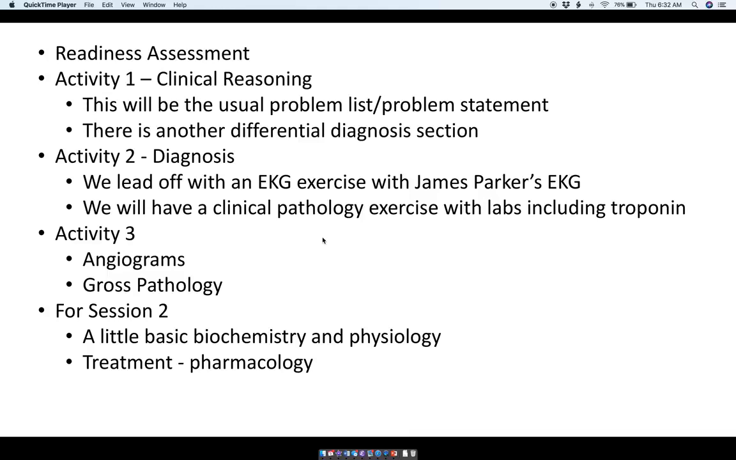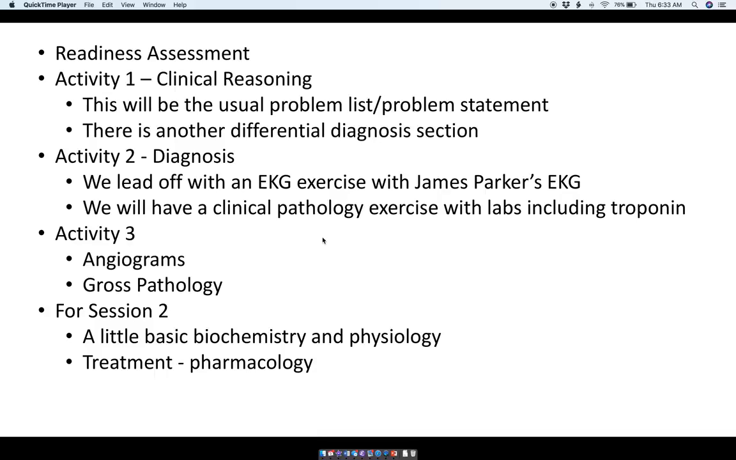Of course, we'll do the usual. We'll start with a readiness assessment, and the first activity will be clinical reasoning as usual. This will start with the usual problem list and problem statement, so that everyone should have that down, and it shouldn't take very long anymore. And then Shanu Gupta has added a differential diagnosis section, which I'll go to in a minute. Those of you who were involved in tetralogy of Fallot will be somewhat familiar with some of this. This one's slightly different. It's got a slightly different emphasis to it, and I'll talk about that in a moment.